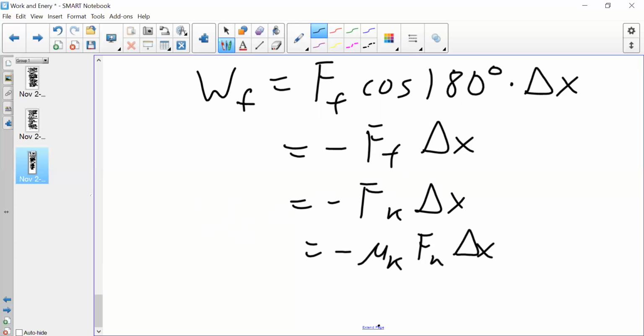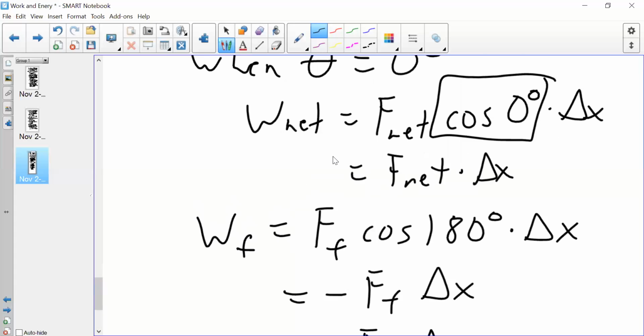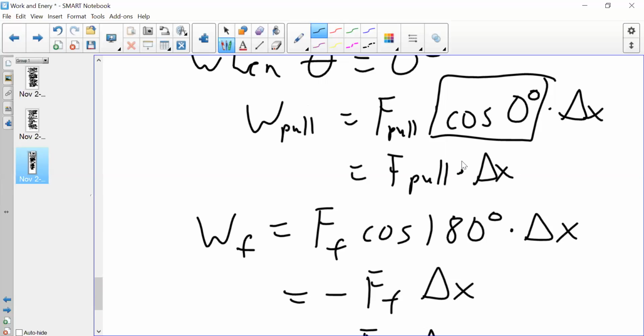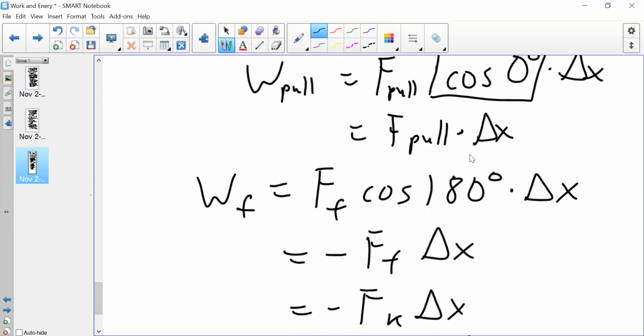So all of these different forces have their own work component. So the work done by the pulling force, let's be very specific there: F pull delta x, work done by friction, F friction delta x. And we have a question.